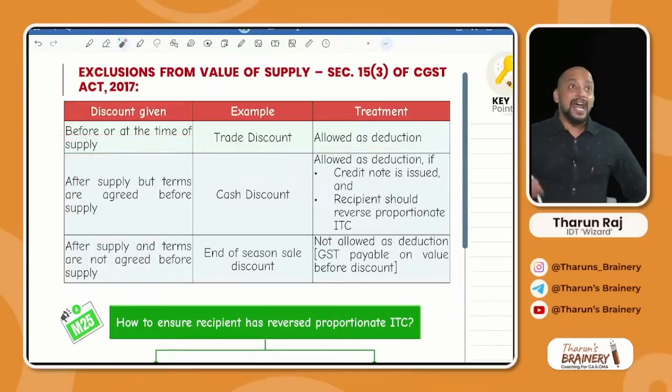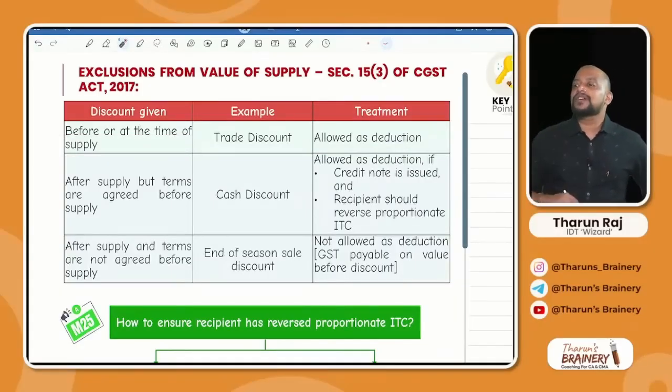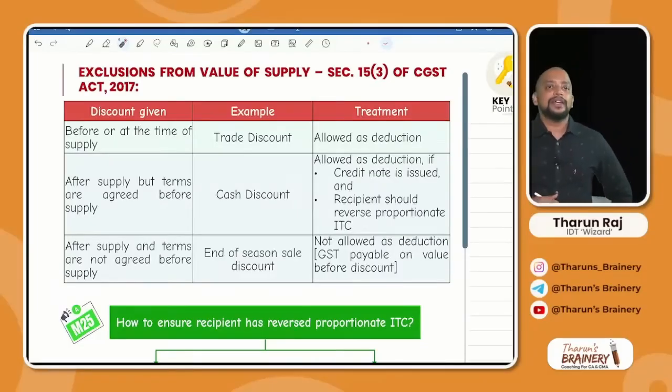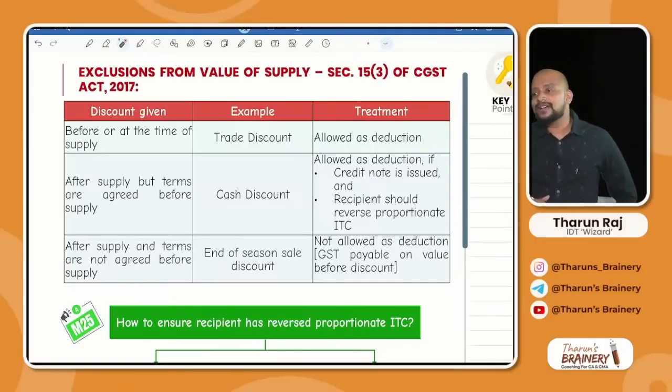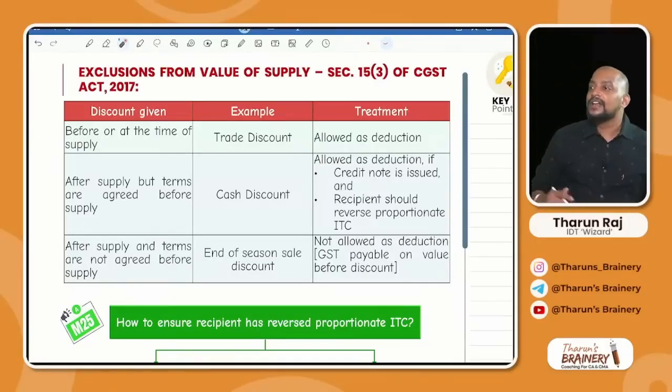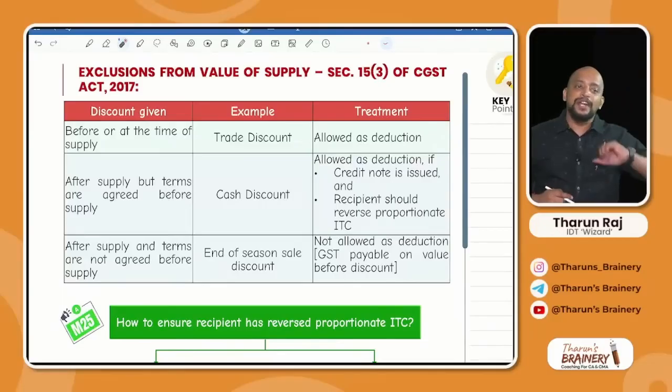If the discount is given after supply, a post-supply discount, but the terms are agreed before or at the time of supply, that is a cash discount. They will say, if you pay within 10 days from the date of sale, I will give you a 2% cash discount. The terms are agreed before the time of supply, but the discount is given after supply. Is it allowed as a deduction? Of course it is allowed, but there is one problem. The invoice is already prepared, so we need to give a credit note.